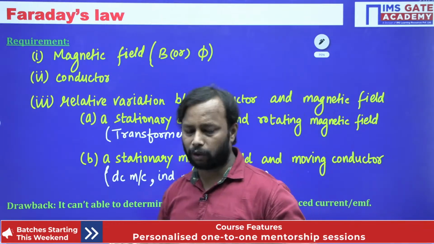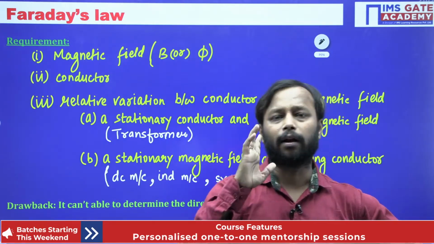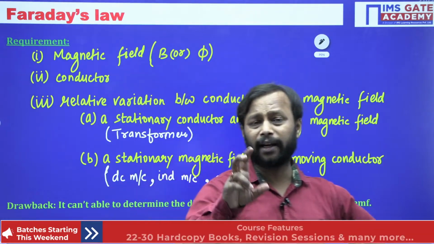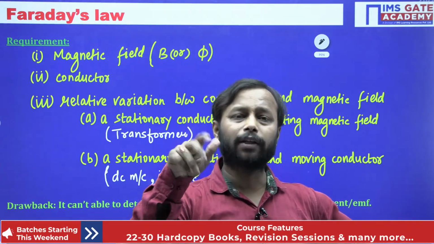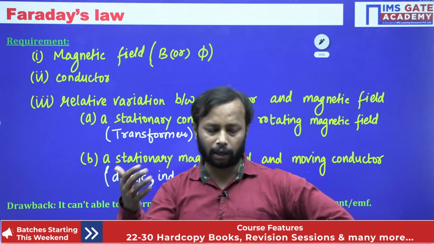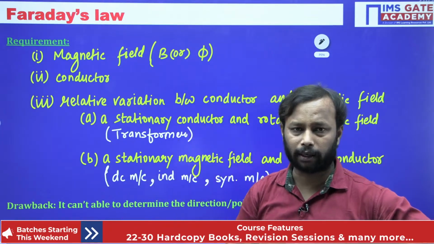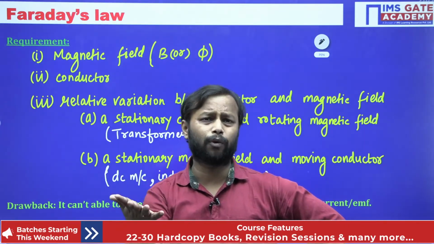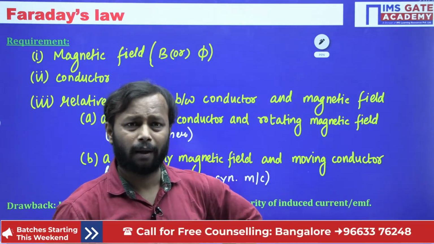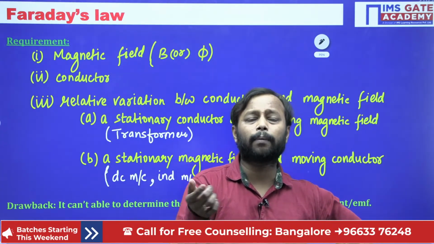Done. Now what is the drawback? The drawback of Faraday's laws is that it can tell the magnitude of EMF, meaning the value of EMF that will be induced in the conductor, like 1 volt, 2 volt, 3 volt and so forth. But it cannot tell you the polarity.